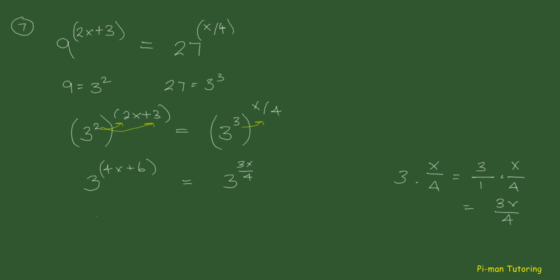Now we've matched the bases, so we can match the exponents. So 4x plus 6 must be identical to 3x over 4. To get rid of this fraction on the right-hand side, we multiply both sides of the equation by 4, so we'll get 16x plus 24 is equal to 3x. Take away 3x from both sides, 13x is equal to negative 24. And therefore x is equal to negative 24 divided by 13.